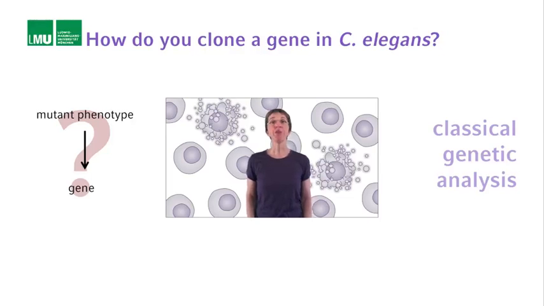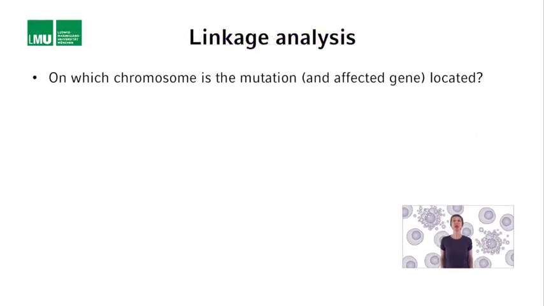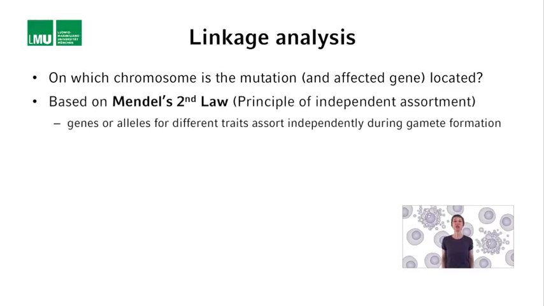You first use something referred to as linkage analysis. Linkage analysis allows you to determine on which chromosome the mutation and the affected gene are located. Linkage analysis is based on Mendel's second law, the principle of independent assortment.